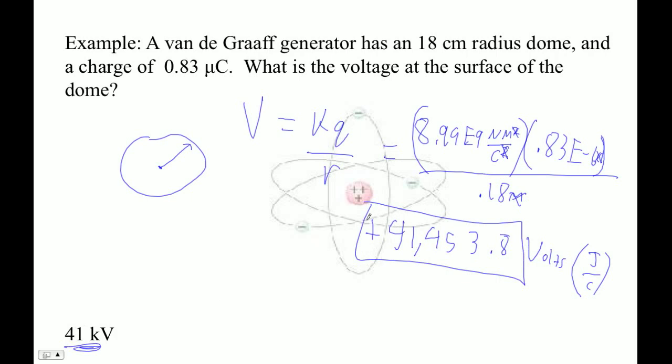And by the way, it also seems reasonable because sparks jump through air, and they could jump 4 inches. And it's about 10,000 volts per inch, so this seems reasonable. Okay, that's our formula. Here's 3 more examples after this.